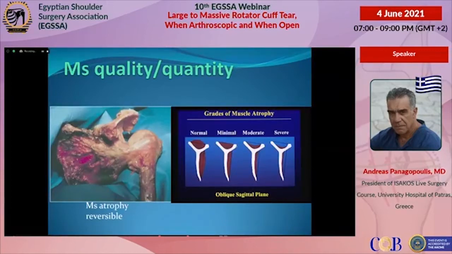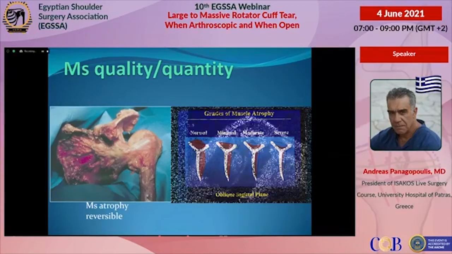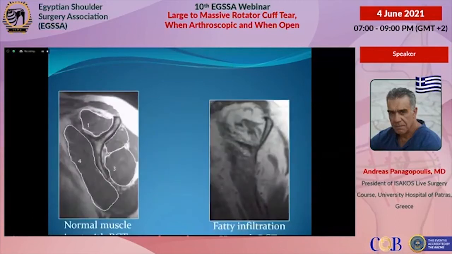When we come to the muscle quality and quantity, we have to know that muscle atrophy is reversible. And GP Warner graded muscle atrophy into different grades, as you can see in the photo. But fatty infiltration is irreversible. As you can see on the left side, this is a normal muscle in a patient with cuff tear. But on the right side, we can notice the fatty infiltration in a patient with cuff tear.